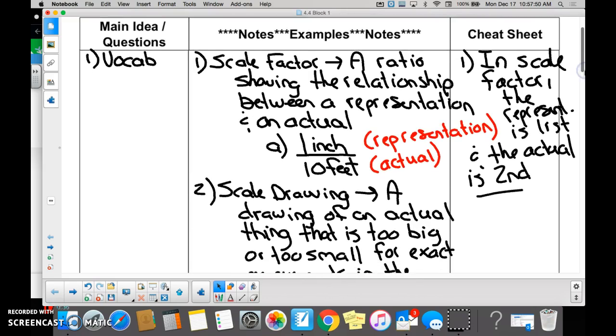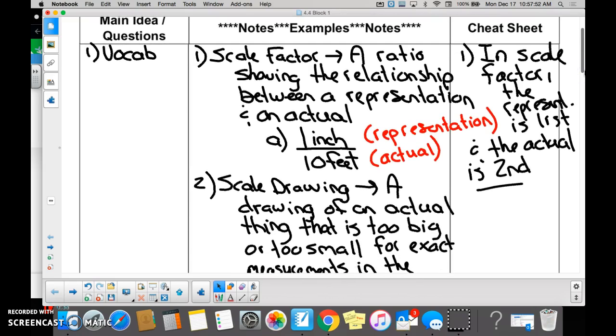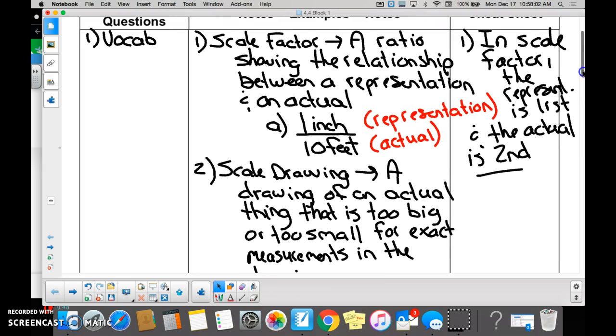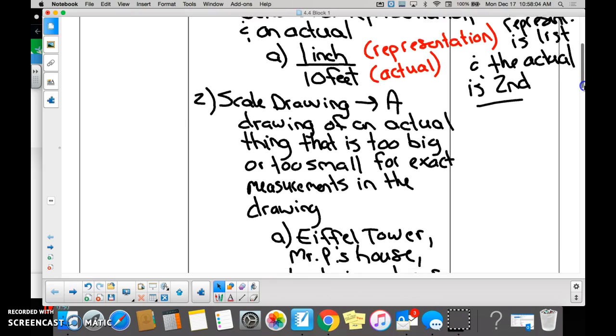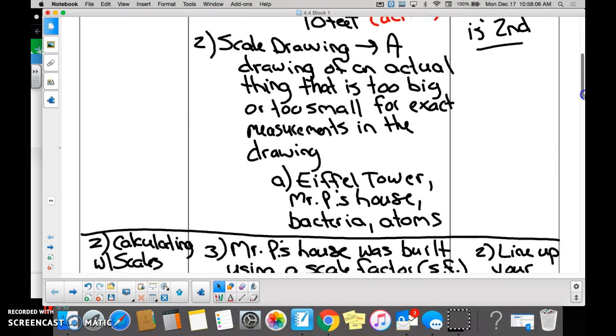So a scale factor, what is the top number, what is the bottom number in a scale factor? Someone explain that to me. Tate, loudly. Representation over actual. The first number is always the representation. The second number is always the actual. Excellent. We gave some examples of a scale drawing.